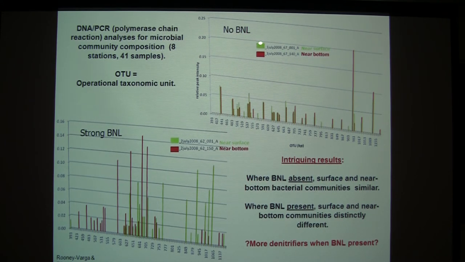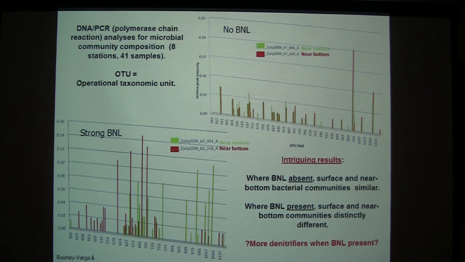And this was a station where there was no benthic nepheloid layer. Then when we did the same thing at a station with a very strong nepheloid layer, we found that these OTUs, or what we think of as species distribution and diversity, were very dissimilar. So the near bottom samples, the red, were very different OTUs than the groupings for the upper water column.